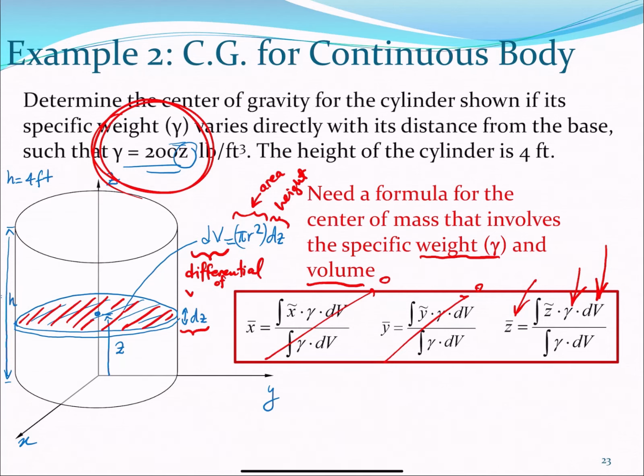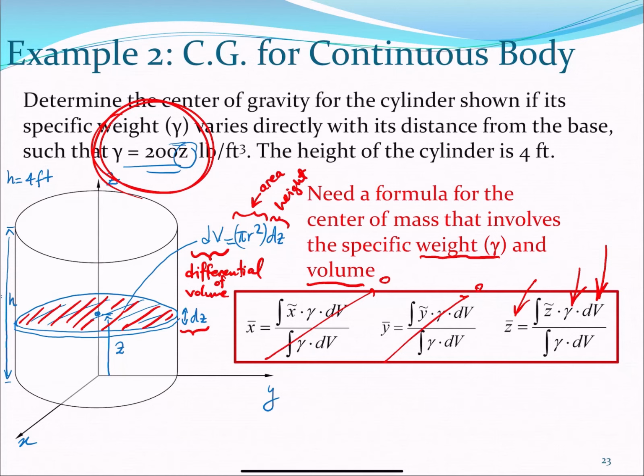Very often the most difficult part of one of these problems is actually setting up the integral, right? The integrals themselves are quite nice in terms that we'll just have polynomials to solve, but setting up the integral is where most of the work will be required.